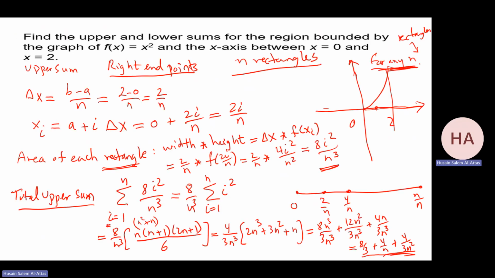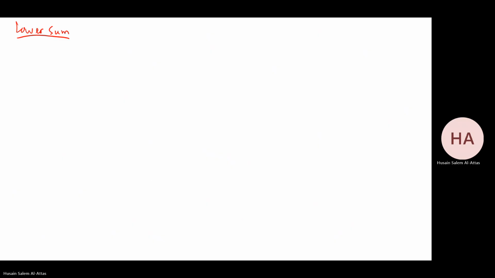Okay. Now we'll go to the lower sum. Now I need to use different formulas. I need to take left endpoints. What will be the left endpoints in this case? The same thing I have in rectangles.